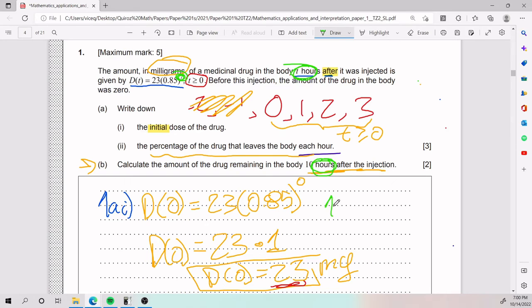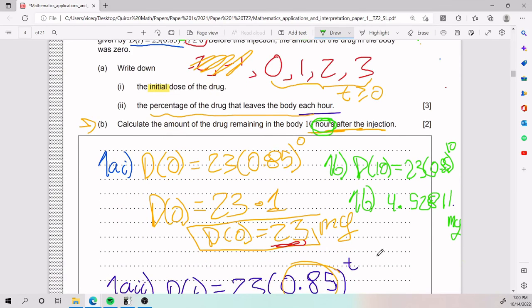So for part 1b, we will simply plug in D(10), right? So our t is going to be equal to 10. We have 23 times 0.85 to the power of 10, right? And so that will give me, give me a second, that gives you 4.52811. See? Don't forget your units, we put milligrams. If you want to simplify it a little bit, you would leave it as 4.53 milligrams. Both answers work. So that is number 1.